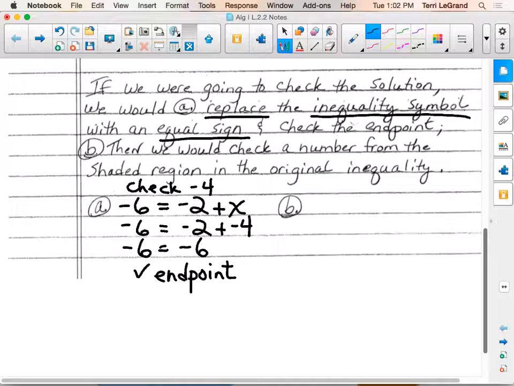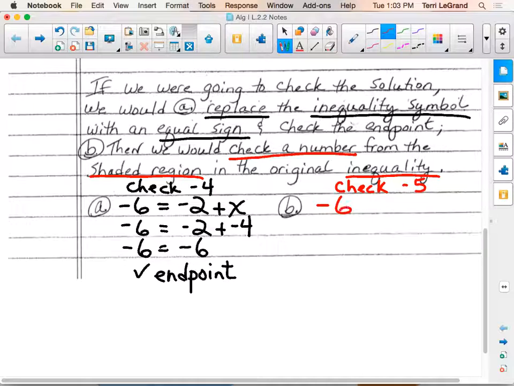So then when in step B it says that we are going to check a number, so now we're going to check a number from the shaded region in our inequality. Okay, we're not going to work with an equation anymore. Now we want to make sure that we shaded the correct side of this endpoint. So what do you suppose we could check? What's the number that you think works anyway? -5, right? So let's check -5 out. Let's make sure we shaded going the right direction.